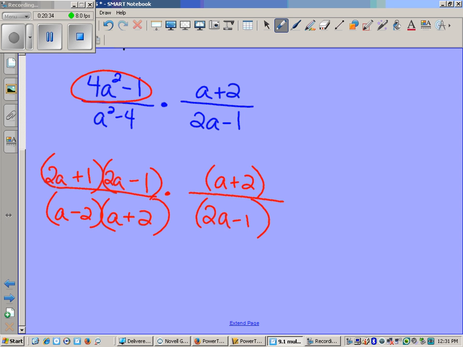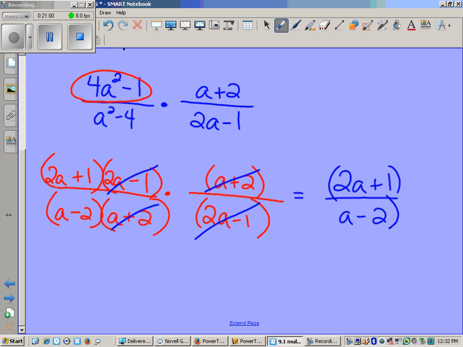So, is there anything on top that I could reduce with anything on bottom? Looks like I have an a plus 2 here and an a plus 2 here. I have a 2a minus 1 and a 2a minus 1 here. So what's left on top? A 2a plus 1, right? On the bottom, I have an a minus 2. I cannot reduce anything from the top with anything on the bottom, because they're not the same group. Everything has to be exactly the same because they're connected with a plus or minus sign. So this would be my final answer.